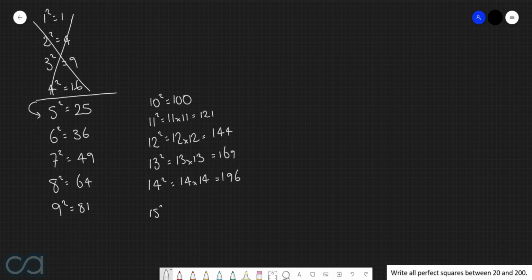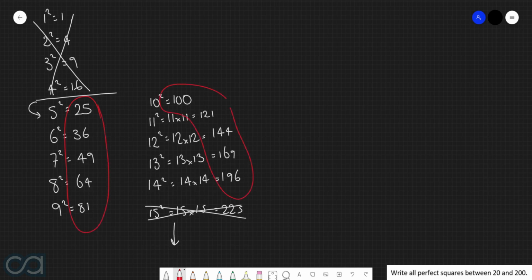And then 15 squared is 15 by 15, which is 225. However, once again, we only want to write all the perfect squares strictly between 20 and 200, so this last answer here will not apply. Similarly, any answer after 15 squared will not apply either. So all the perfect squares that lie between 20 and 200 are these ones here and these ones here. So in other words, 25, 36, 49, 64, 81, 100, 121, 144, 169, and then 196.